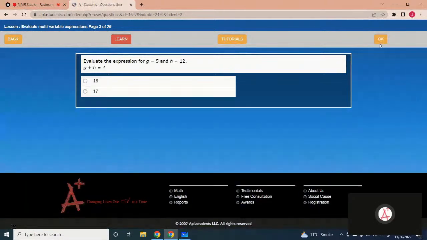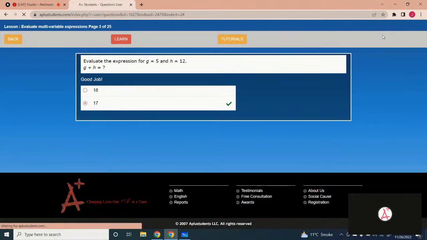Okay, the next one is evaluate g equals 5 and h equals 12. You have to add them, g plus h. You have to calculate the value of g plus h. Got it? So let's just add them. G is 5 and h is 12. So g plus h equals 5 plus 12 equals 17. That means the correct option is 17. Just select the correct option and click on the OK button.